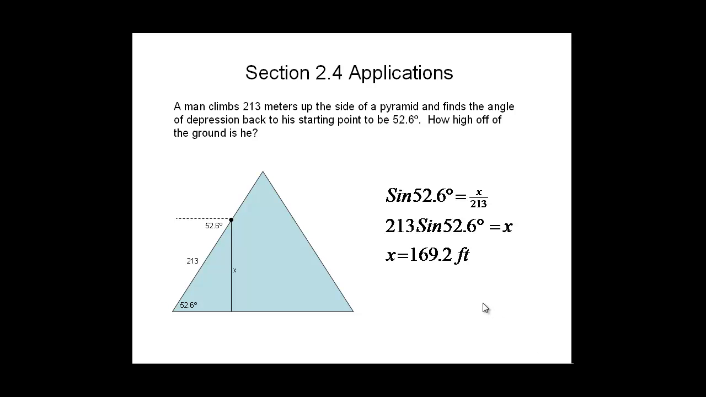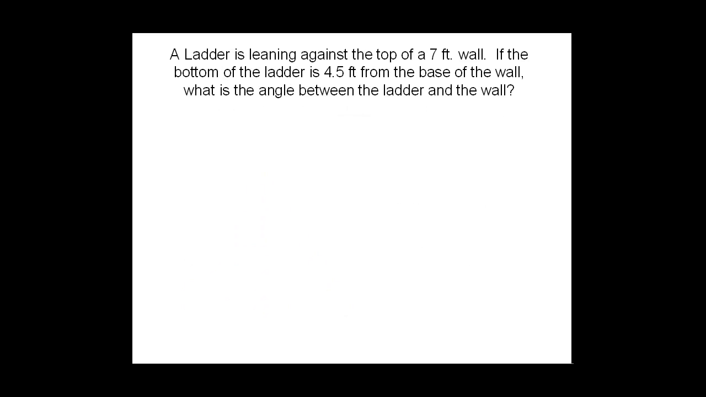Okay, the next question. A ladder is leaning against the top of a 7-foot wall. If the bottom of the ladder is 4.5 feet from the base of the wall, what is the angle between the ladder and the wall? So we need to draw a picture. We're going to have a ladder leaning against a wall.